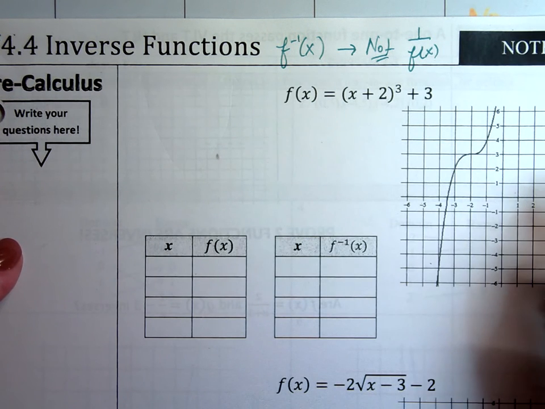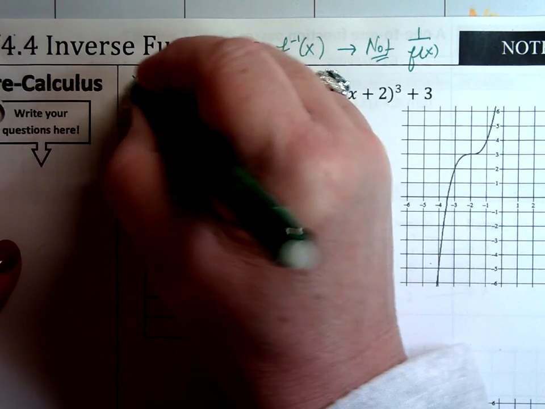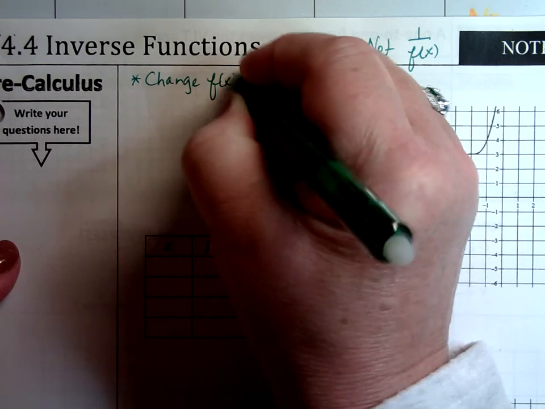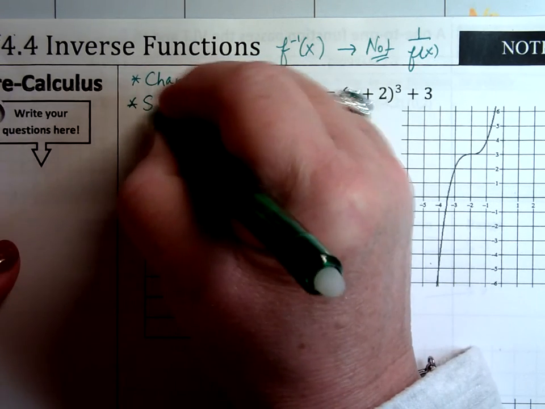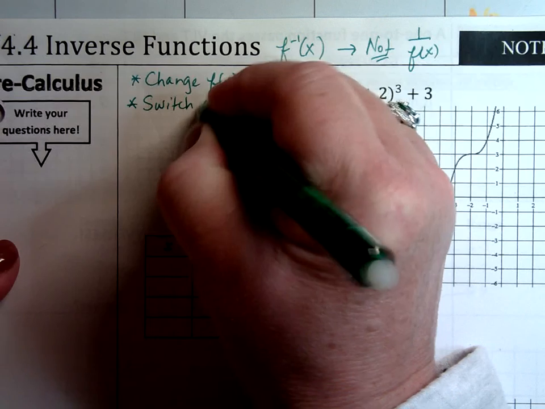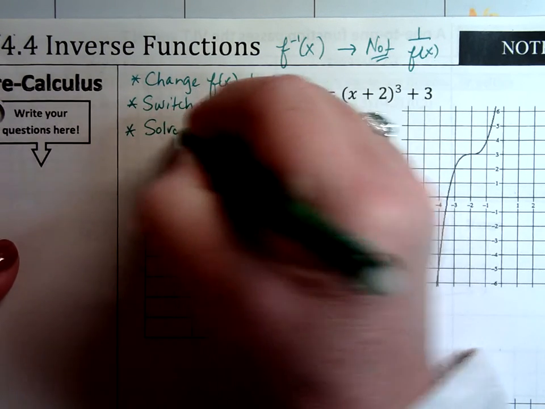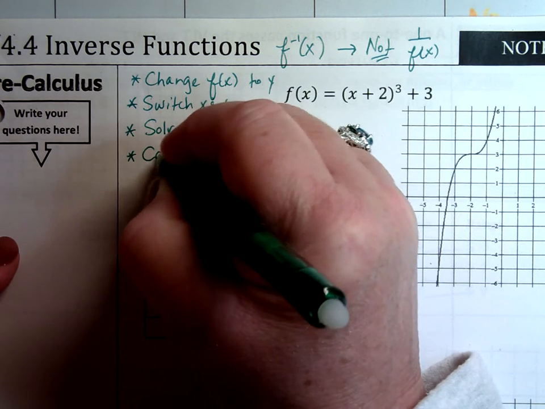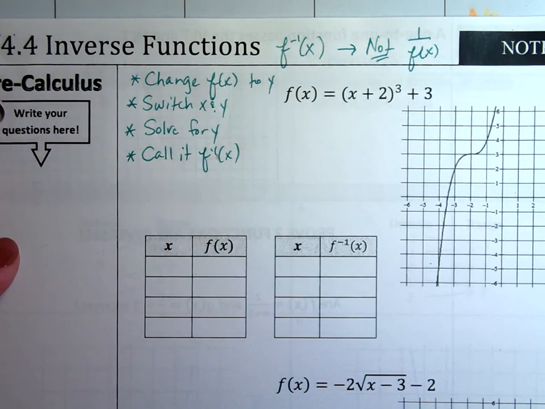There are 4 steps. We talked about that in our intro video. The first thing is to change f of x to y. The second thing is to switch x and y. The third thing is to solve for the new y. And the fourth thing is to call it an inverse. All right, so the 4 steps.